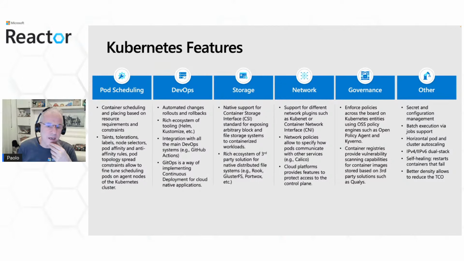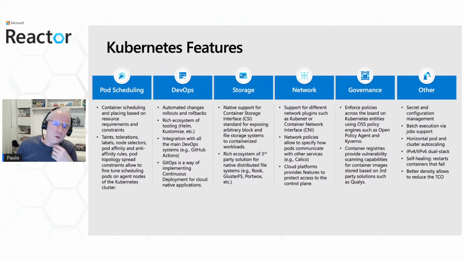And then the cloud platform also provides features to protect the access to the control plane, which is very important. For example, AKS provides two different ways to protect the API server, which represents the REST API exposed by a Kubernetes cluster. You can use a private cluster, or you can use authorized IPs to constrain the access to this control plane to a specific range of public IPs. From a governance perspective, you can enforce policies using third-party solutions like Open Policy Agent and Kyverno.